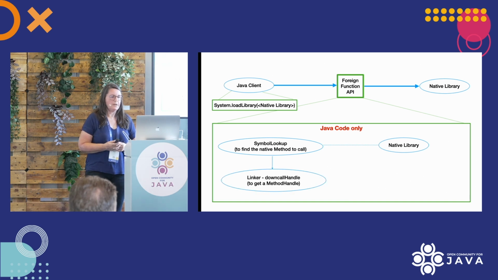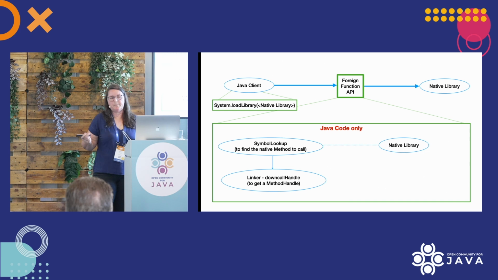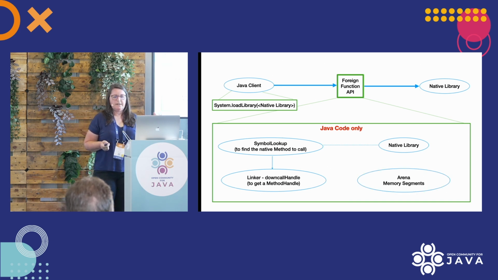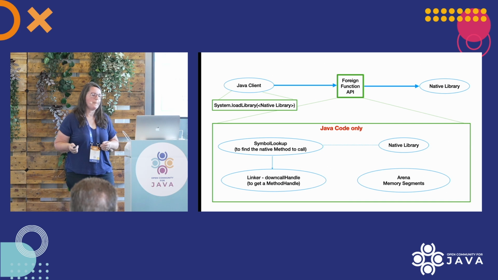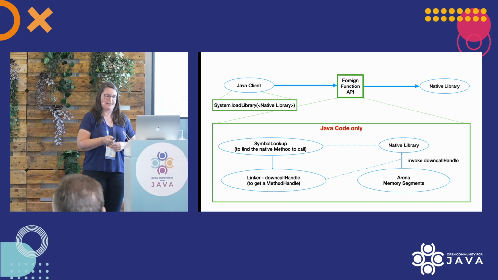And then you get, for instance, a downcall linker if you want to call the C or C++ method. There's also an upcall handle if you want to call back from the native library into your Java class. It's also possible. And then you just create this off-heap memory because you want to transfer some data. And then you just call the actual native library. That's it. You don't have to leave your Java ecosystem. It's all inside Java.